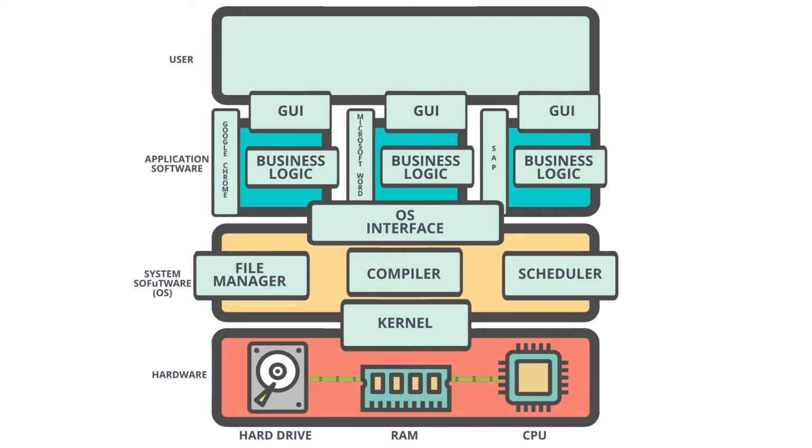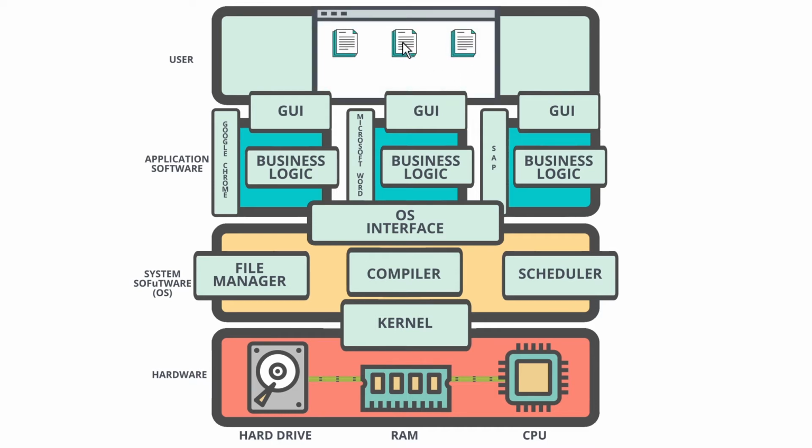Here's an example of the four-layer system in action, from top to bottom. When a user opens Microsoft Word, Word's GUI displays menu options to create or load an existing document. When the user selects an existing document, the GUI communicates the user's action to the business logic. The business logic then makes a call to the OS file manager through the OS interface. The file manager issues instructions through the kernel to transfer the necessary files from the hard drive to RAM.